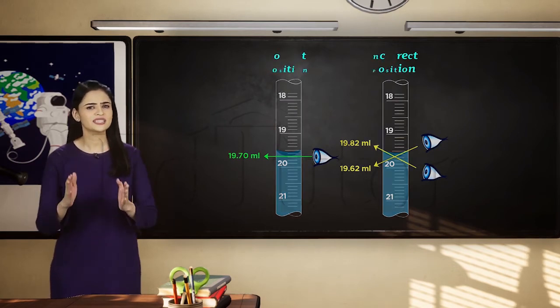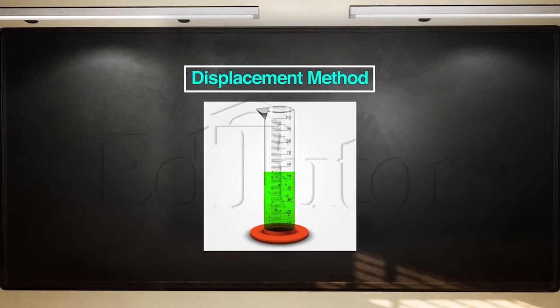Now let's talk about the displacement method. First, we fill the measuring cylinder partially with water. Then observe and note the initial water level, that is Vi, in the measuring cylinder.